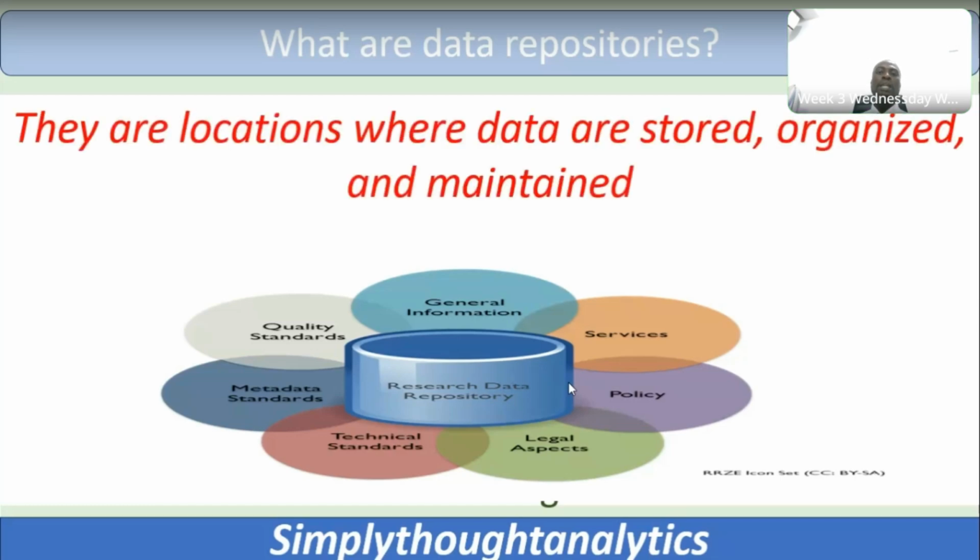Now, what are data repositories? They are locations where data are stored, organized and maintained. If you have a company or an organization that has a good data repository, I'm telling you, as a data professional, your life is going to be so beautiful. Because when you have organized data that is well maintained, the usage of data becomes very simple and straightforward.